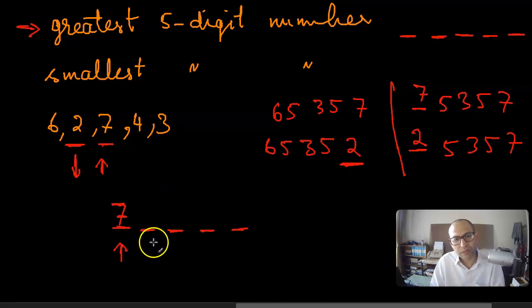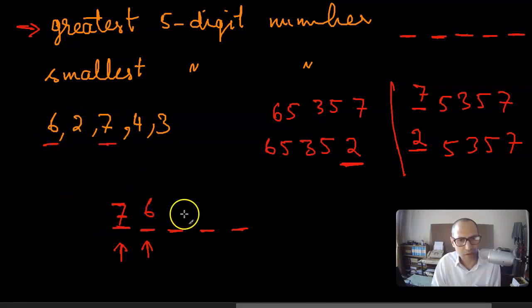The greatest place value in the number, after this place value is the next one, which is this one, and then the greatest digit which is available to me. Now this one is taken. The greatest digit is a 6, so I put the 6 over here. Again, I do the same thing here. The greatest digit is a 4. The greatest is a 3, excuse me, and the greatest digit is a 2.